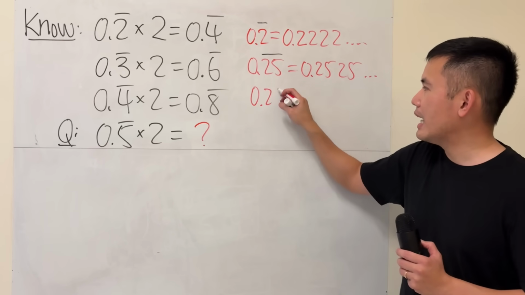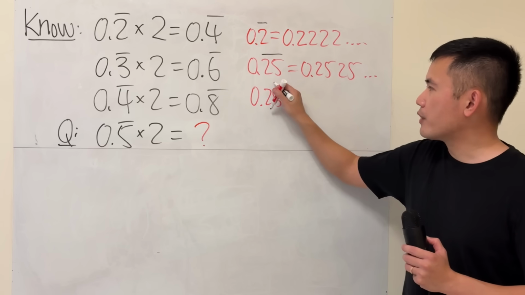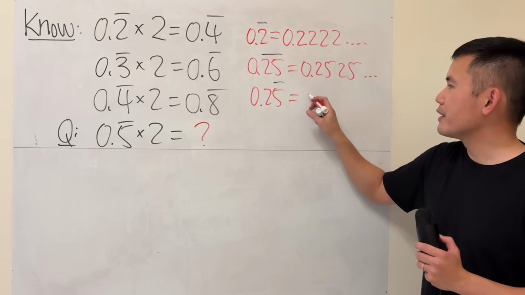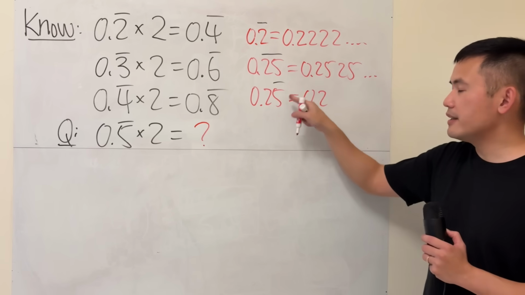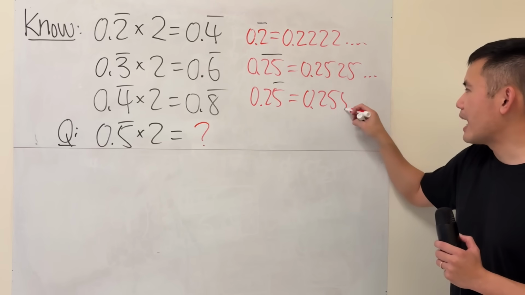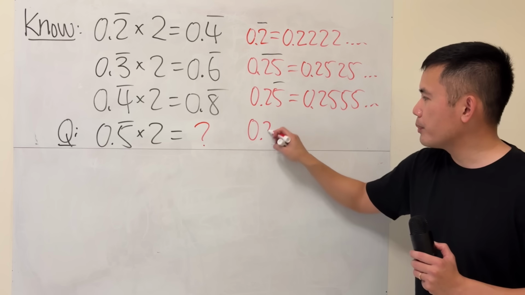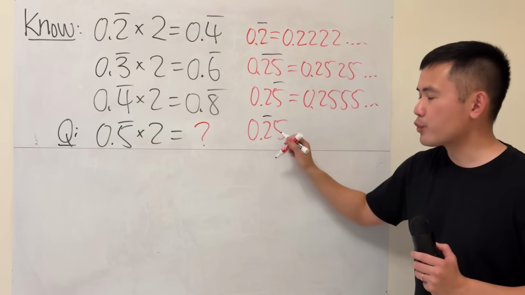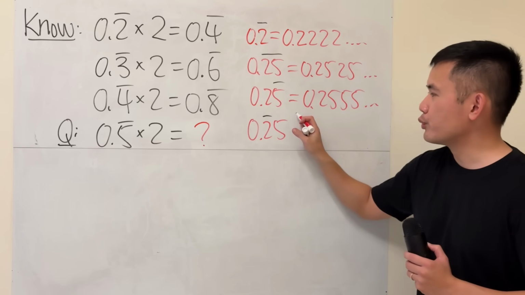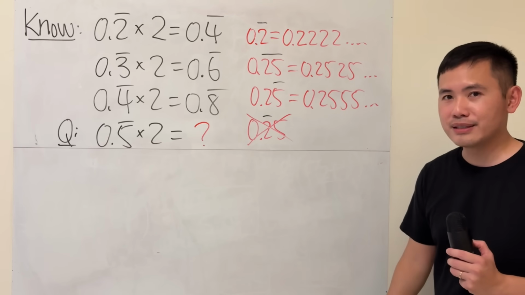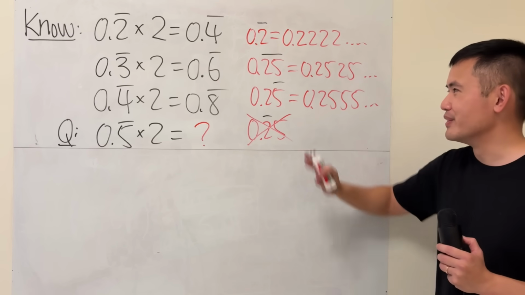Sometimes if you only have the bar over a certain number, this right here is 0.2, and then the 5 is being repeated. So 5, 5, 5 keeps on going forever. If you have 0.25 with the bar right here, you are going to make people really mad, so don't ever write it like that. Okay, so that's just a quick review.